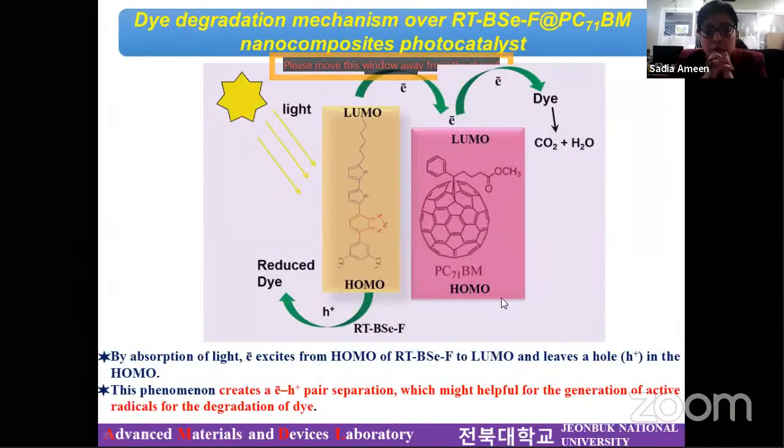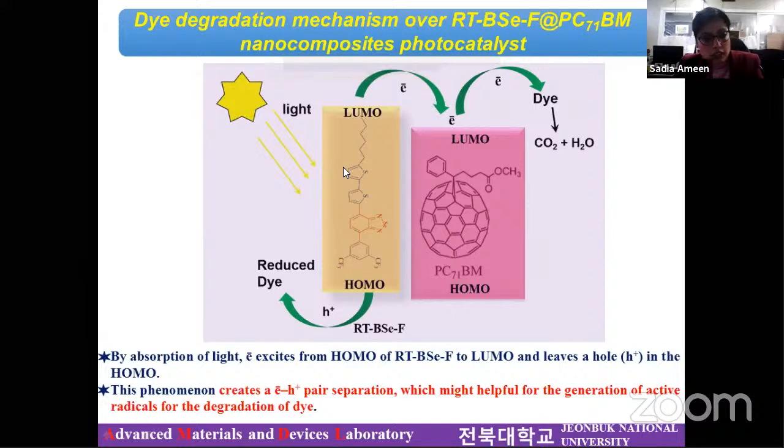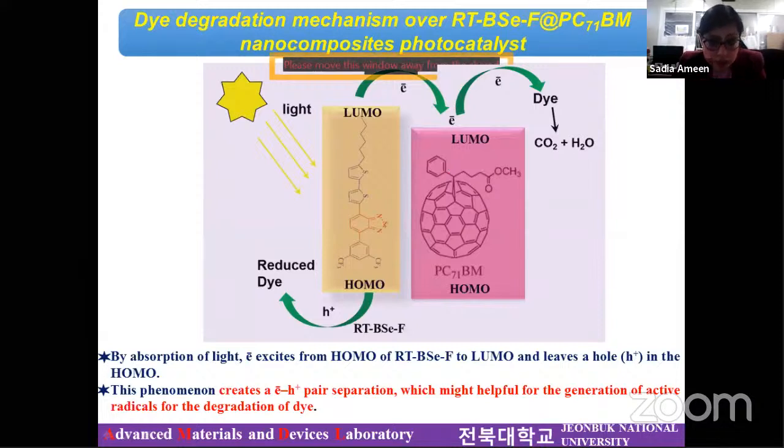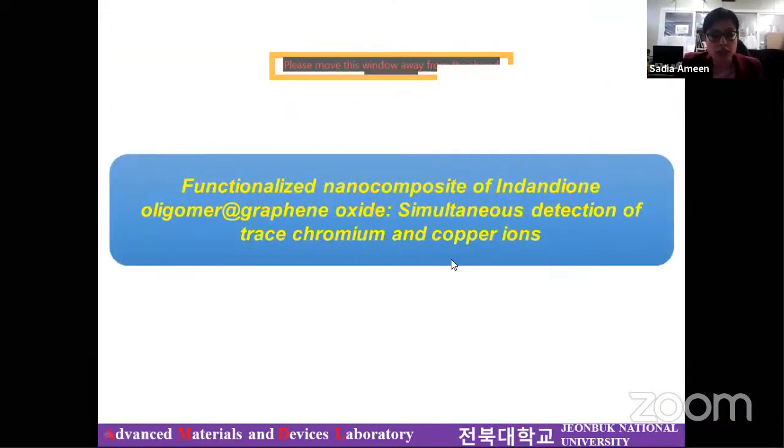And this is how, let me briefly explain the purpose for this. This is our material which we have synthesized, which upon the light illumination, there is a generation of electrons from the LUMO level. And the purpose for taking the PCBM here is simple, because PCBM has the nature of electron acceptance. So this helps in prohibiting the recombination of electrons and holes, leading to the fast degradation of Rose Bengal dye. This is the first work, and let me quickly conclude our second work.